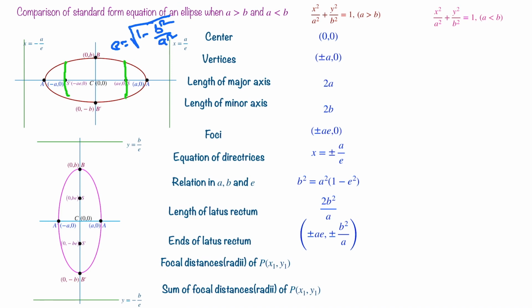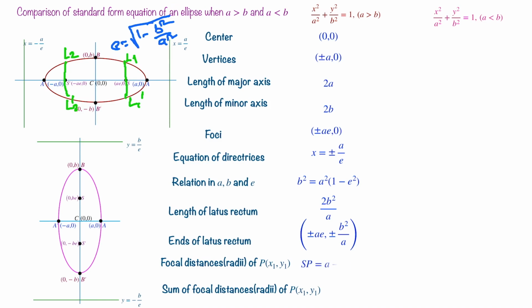Here L1, L1 dash, and let's say L2, L2 dash. L1 coordinates are ae comma b square by a. L1 dash is ae comma minus b square by a. L2 coordinates are minus ae comma b square by a. L2 dash coordinates are minus ae comma minus b square by a. We have already seen it. Next, focal distances of a point x1, y1. You can also call them focal radii.